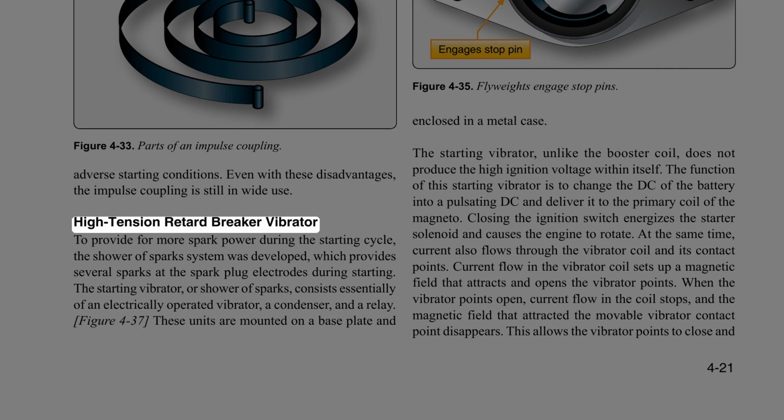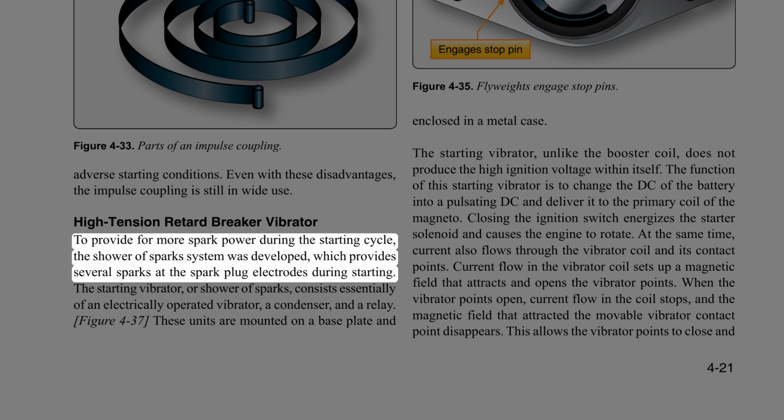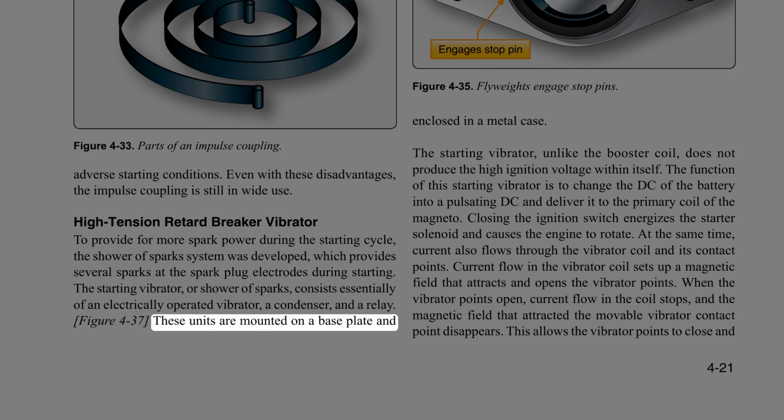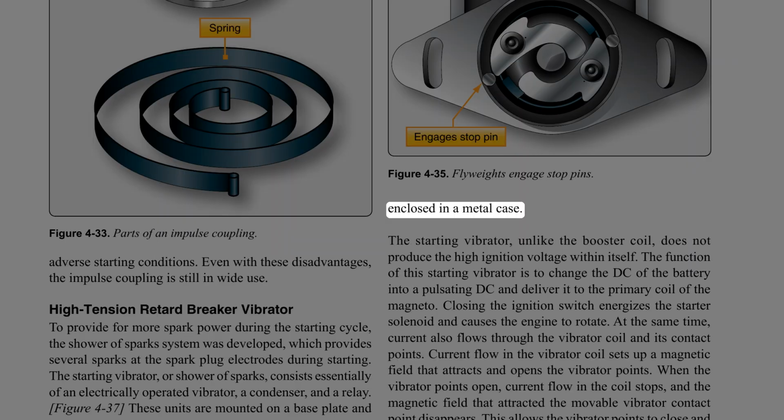High-tension retard breaker vibrator. To provide for more spark power during the starting cycle, the shower of sparks system was developed, which provides several sparks at the spark plug electrodes during starting. The starting vibrator, or shower of sparks, consists essentially of an electrically operated vibrator, a condenser, and a relay. These units are mounted on a base plate and enclosed in a metal case.